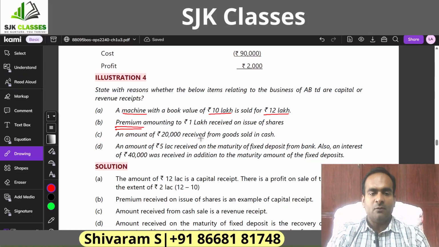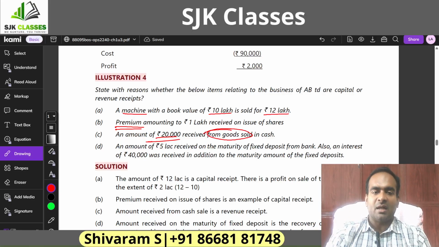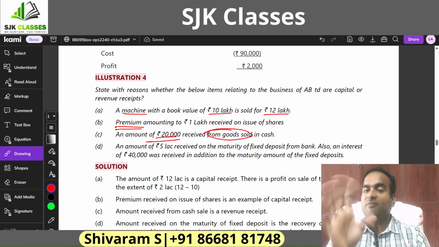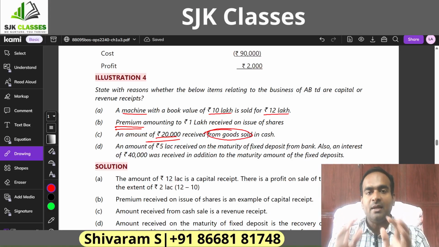Next one, an amount of 20,000 received from goods sold in cash. What they're saying here is we are receiving 20,000 rupees for sale of goods. This is a keyword, goods. Goods is what we deal with on a day-to-day basis. So I'm selling these goods and making money out of it. So this 20,000 will be called what? It's a revenue receipt because it's a recurring transaction. Daily or on a frequent basis, I'll be selling my inventory and making money out of it. So since goods are sold, this will be taken as a revenue receipt.